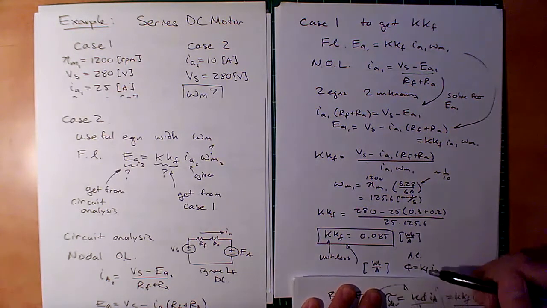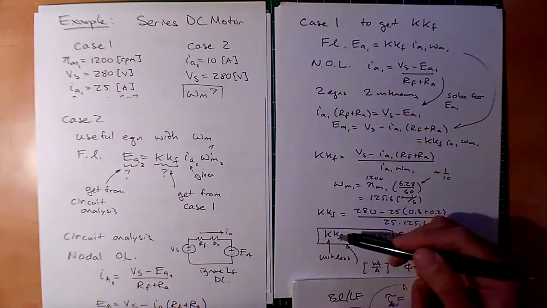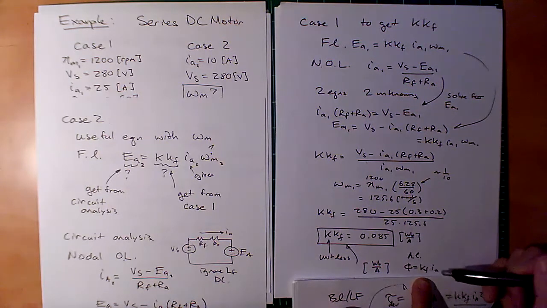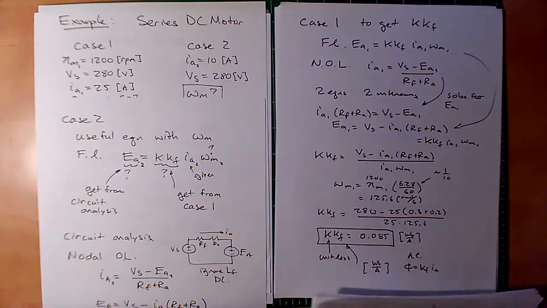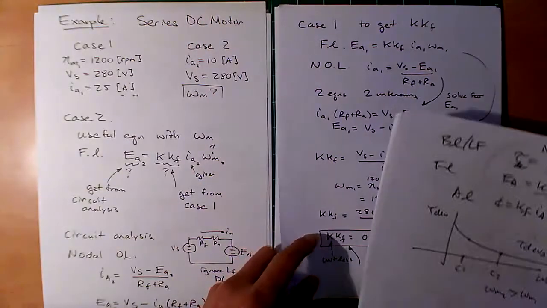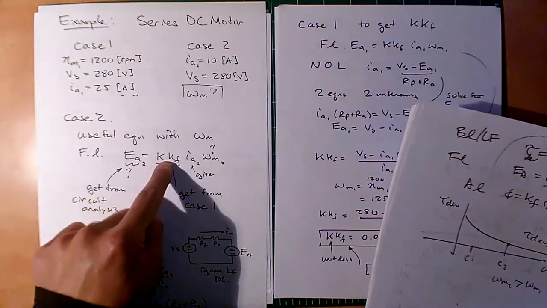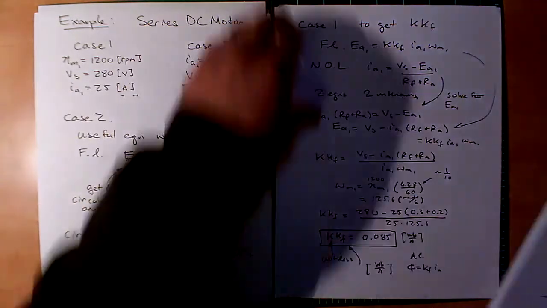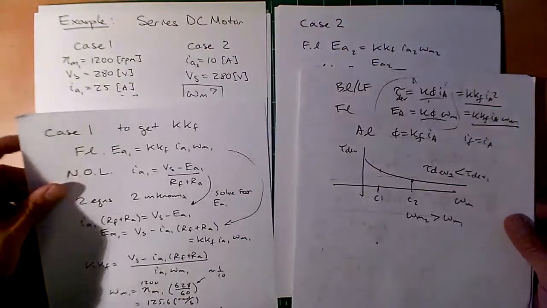Oh, you guys are lucky. It's because K is unitless and KF is from Ampere's law, Webers per amp. Okay, all right. Past self is being nice. So once I have KKF, I come back, plug it into that equation, solve for omega M2, and we are set. Not too bad, right?